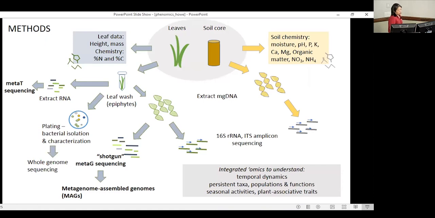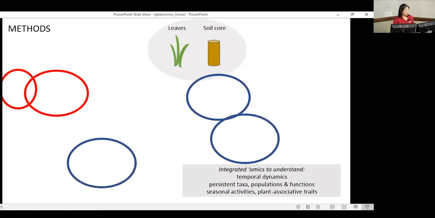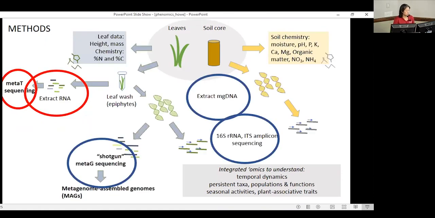We also do a suite of different characterizations of microbes. Today I'm going to be focusing mainly on the DNA and RNA analysis of what we saw on the phyllosphere of the miscanthus and switchgrass.